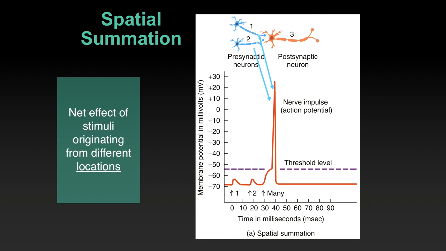This is a depiction of what we saw in the last slide. Neuron 1 and neuron 2, the presynaptic neurons, both depolarize, both deliver action potentials simultaneously. And so the EPSP is additive, and we reach threshold in the postsynaptic neuron. Spatial summation: summation from 2 different locations.